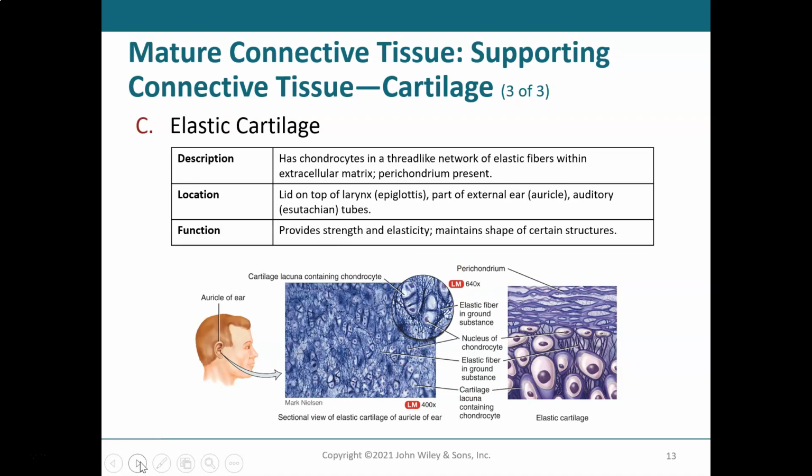Elastic cartilage, you'll find at the top of the larynx. It's part of the external ear, also in eustachian tubes. It provides strength and elasticity, and it maintains shape, which is kind of useful as well.